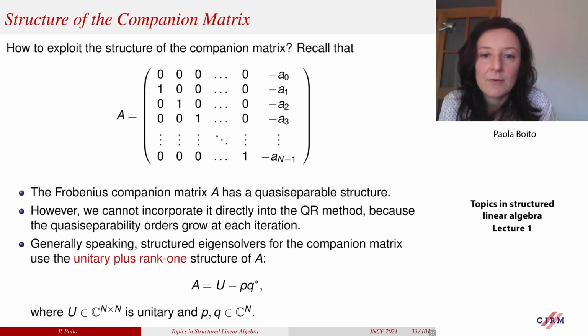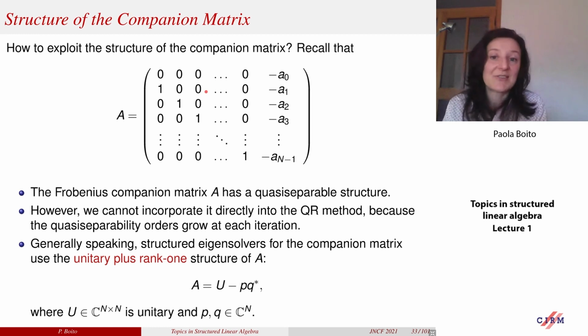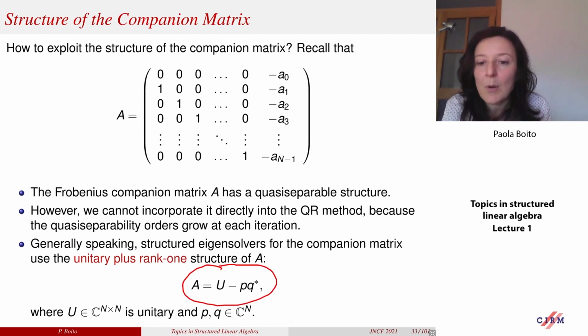Okay, so let's go back. How do we exploit the structure of the companion matrix? The companion matrix is quasi-separable, clearly, but it's not a good idea to use the quasi-separability structure of the matrix directly. What everybody does, what is perhaps smarter to do, is to decompose A as a unitary matrix, keeping the subdiagonal and putting a 1 here, and forget the coefficients. This is a unitary matrix, right? Plus a rank 1 correction that contains the coefficients with a -1 here, right?